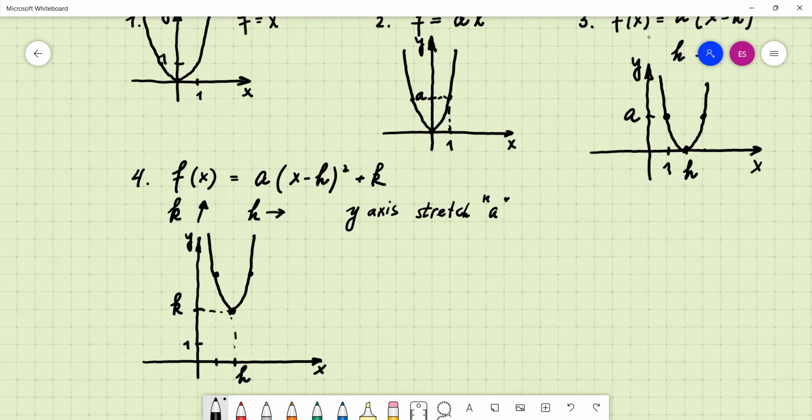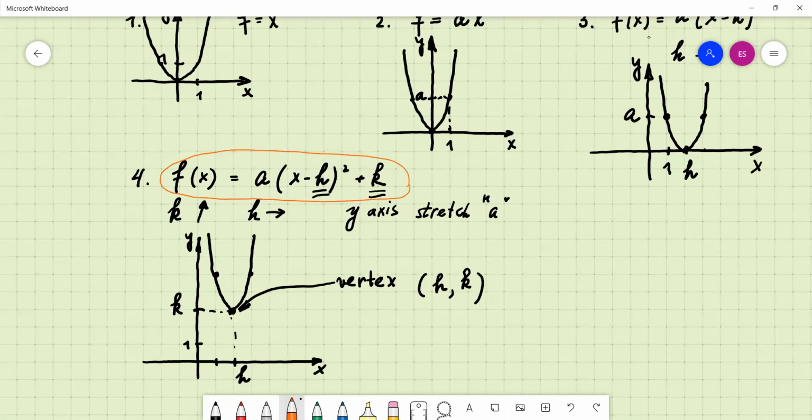So I'm going to write down that the vertex, which is going to be this point, is going to have coordinates h, k, which are coming from here and from here. The form which we have over here is called a standard form of a parabola. I'm going to write down a standard form.